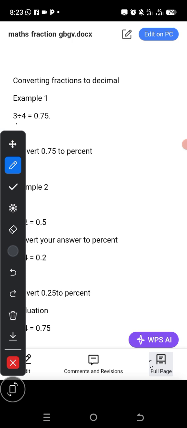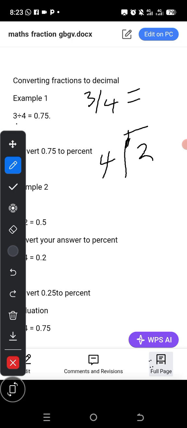Okay, so now let's do the first example. The first example here is 3 divided by 4, that is 3/4. So what is the answer? To get our answer, I'm going to teach you a method that you can use to divide a fraction. You can draw something like this. This shows a divisibility sign. You put the bigger number outside, which is the denominator, and you put the smaller number, which is the numerator, inside like this.